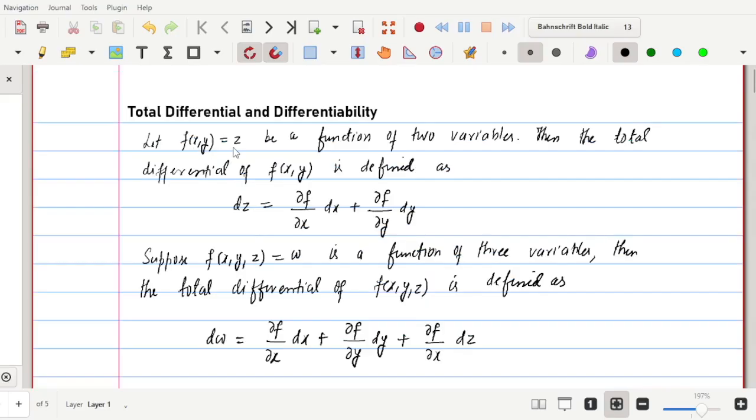So now we can compare these two definitions. When we have a function of two variables, f of x, y equal to z, then the total differential dz is equal to the partial derivative of f with respect to x dx plus the partial derivative of f with respect to y dy. Now similarly, for a function of three variables w, we define the total differential as dw equal to the partial derivative of f with respect to x into dx plus the partial derivative of f with respect to y into dy plus the partial derivative of f with respect to z into dz. Similarly, we can extend this definition to functions of more than three variables also, and define the total differential of that function accordingly.